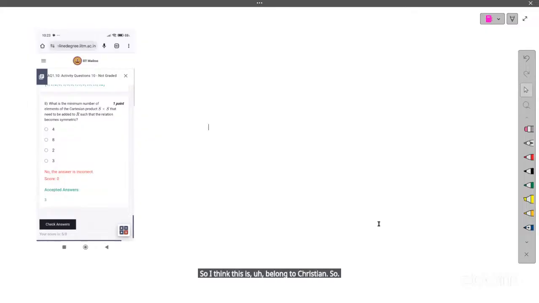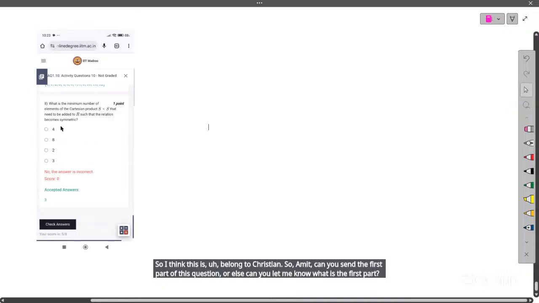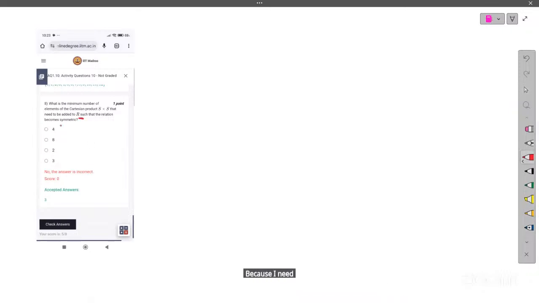So Amit, can you send the first part of this question, or can you let me know what the first part is? I need the information of R, right? I will need some time to get it. Yeah, okay.